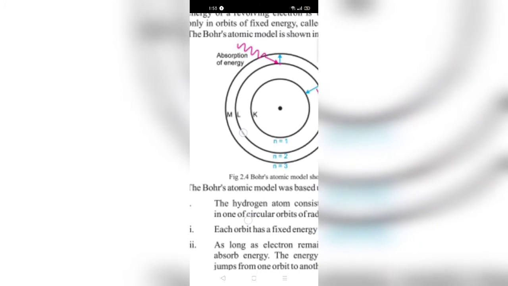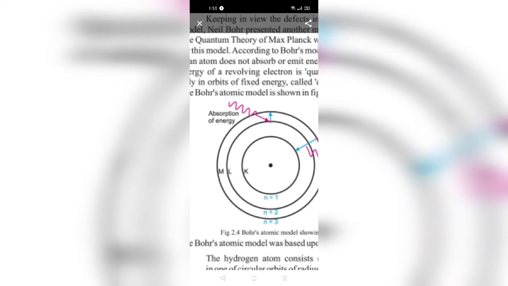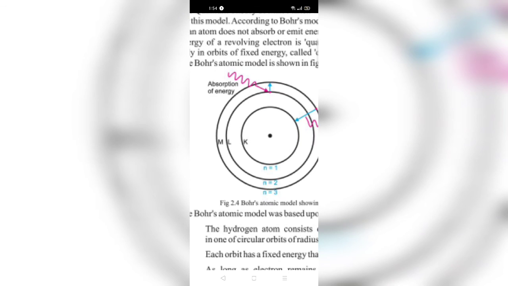So the first defect of Rutherford, which was that electrons continuously move and emit radiation, is explained by Bohr by giving the idea that electrons continuously move but remain in their particular orbit with a fixed amount of energy, and they do not absorb and radiate energy while moving, but move constantly with a fixed and same amount of energy.